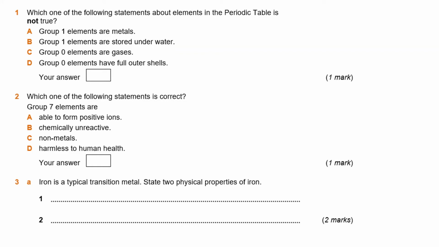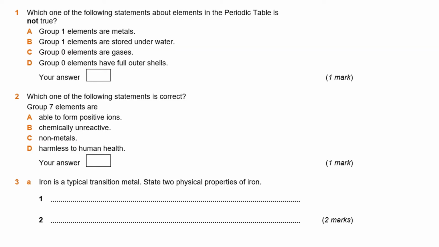Which one of the following statements about... Alright, let me read it out. Which one of the following statements about elements in the periodic table is not true? So not true. So A, Group 1 elements are metals. B, Group 1 elements are stored underwater. C, Group 0 elements are gases. D, Group 0 elements have outer full shells.